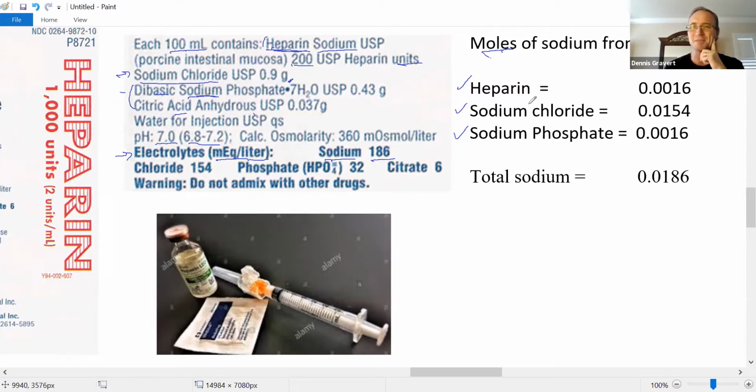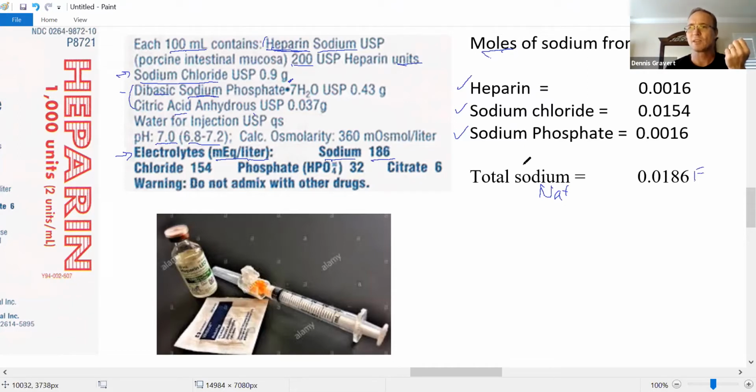So calculate that to be 0.0154 moles of sodium from sodium chloride, and do the same thing for the phosphate buffer here. 0.43 grams were used. Add up the molar mass, add up the atoms, get the molar mass, divide by that, and it's 0.0016. And if you add them all together, there's the total sodium. Then each sodium is a +1 charge. So the total charge is equal to this. And then why is it 186?